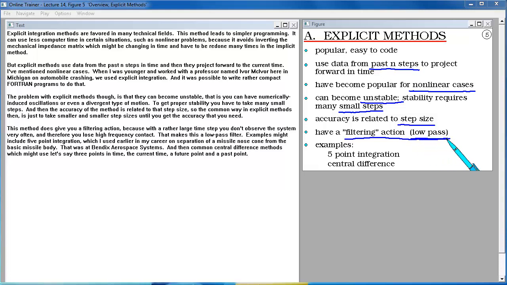Examples might include 5-point integration, which I used earlier in my career on separation of a missile nose cone from the basic missile body. That was at Bendix Aerospace Systems. And then common central difference methods, which might use, let's say, 3 points in time, the current time, a future point, and a past point.